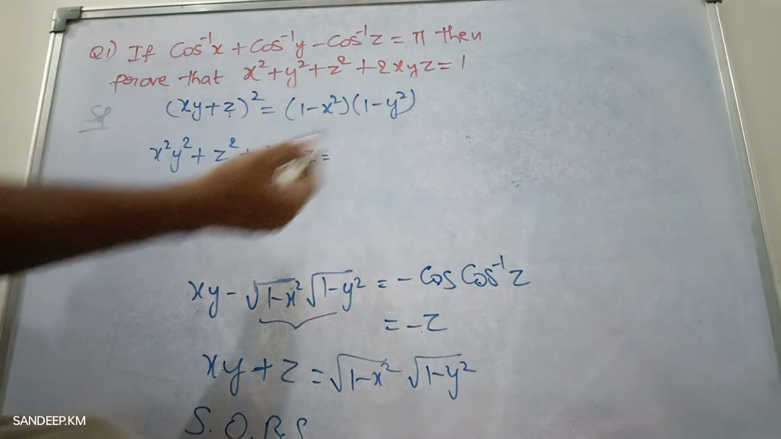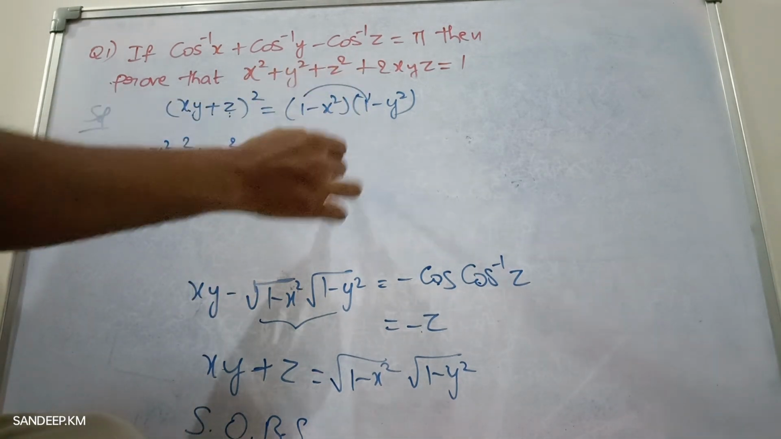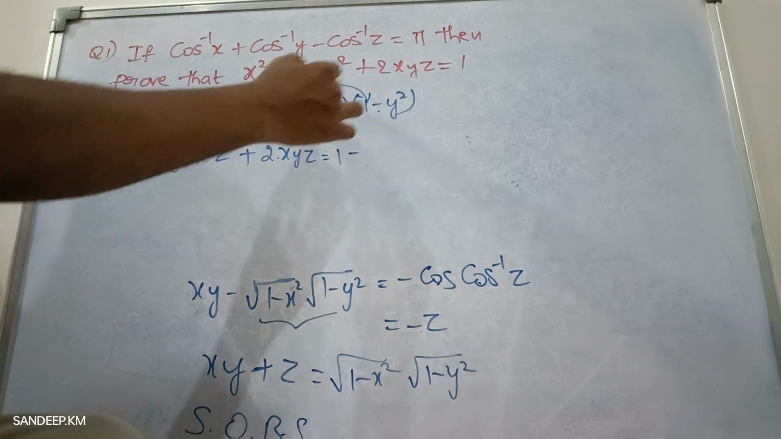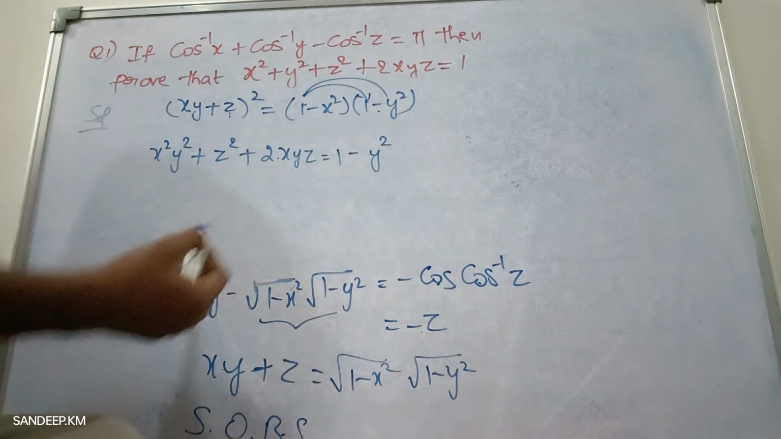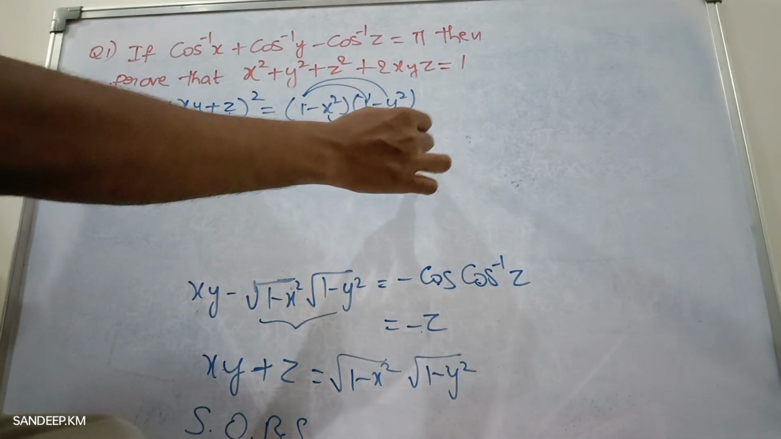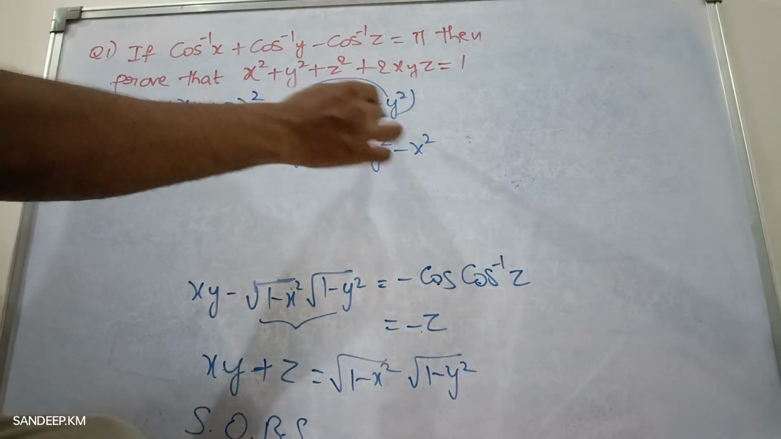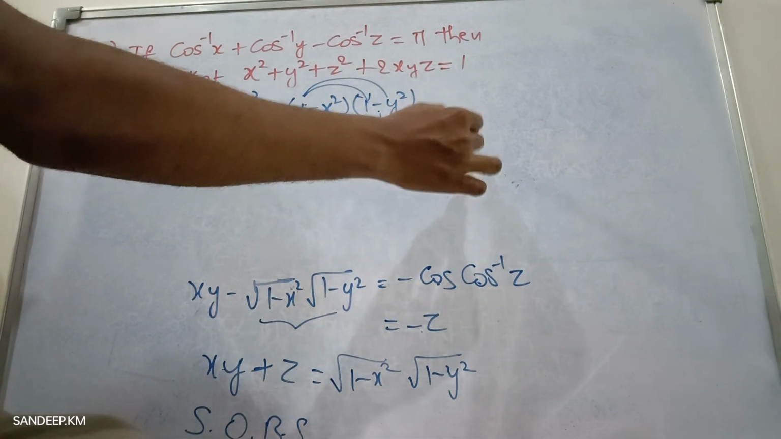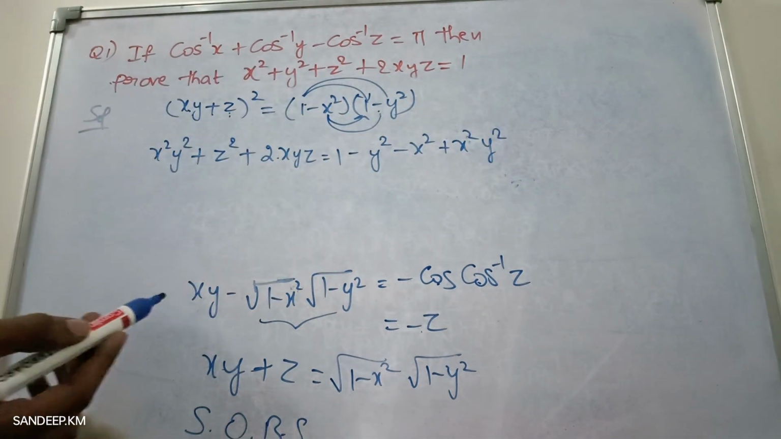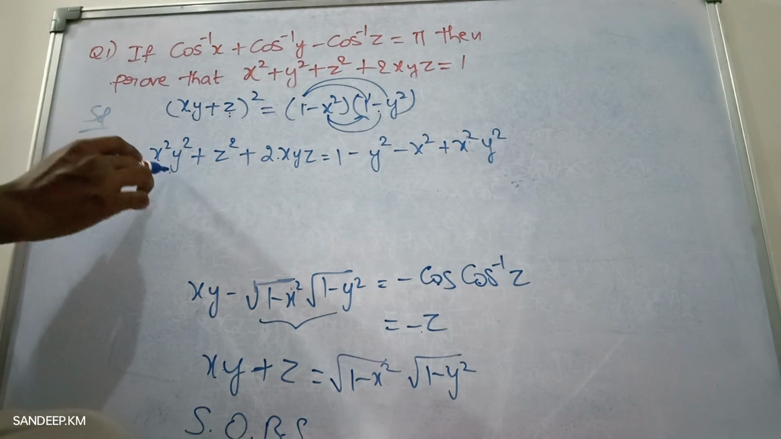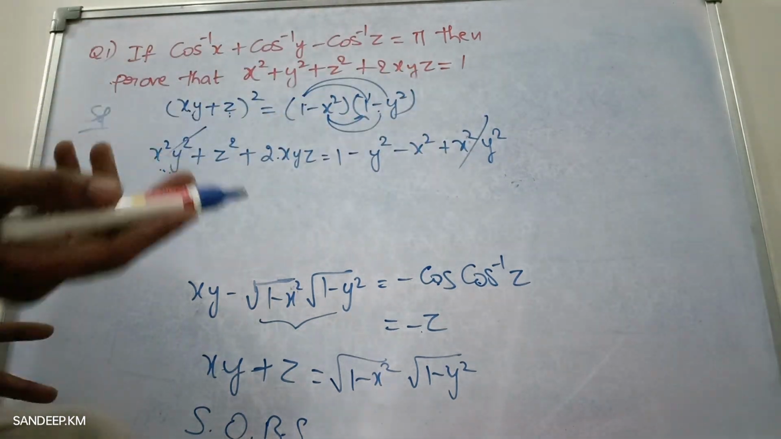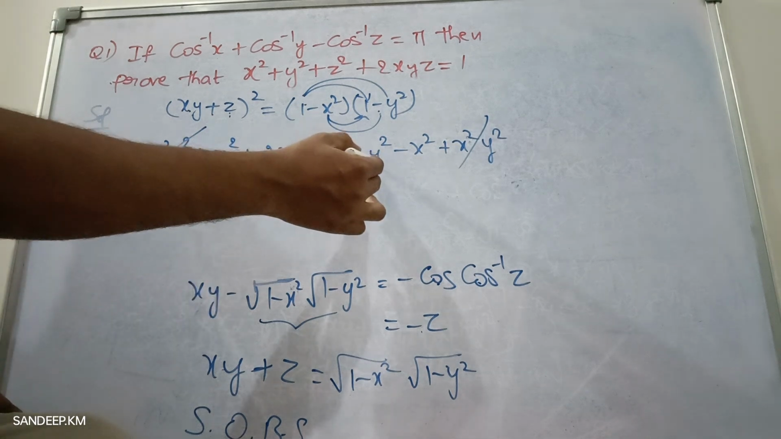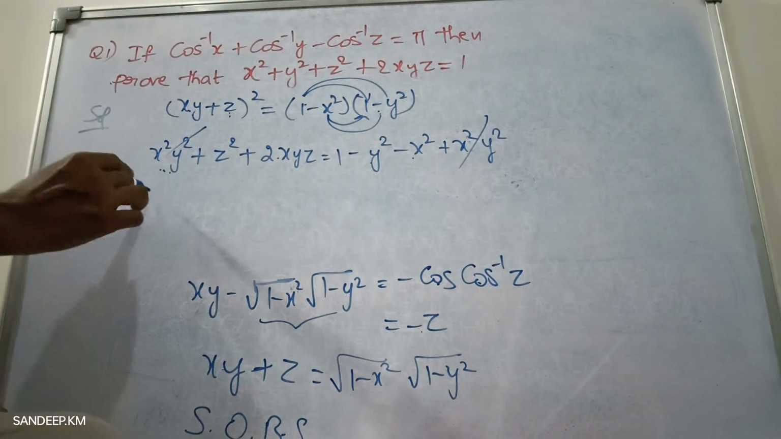So when I expand the RHS, 1 into 1 is 1, plus into minus is minus, 1 into y square is y square, and then minus x square ones are minus x square. So minus into minus is plus x square y square. Please observe what gets cancelled on both sides. If you take x square y square to the right side, these two will get cancelled. Correct or not? And take minus y square and minus x square to the left side.